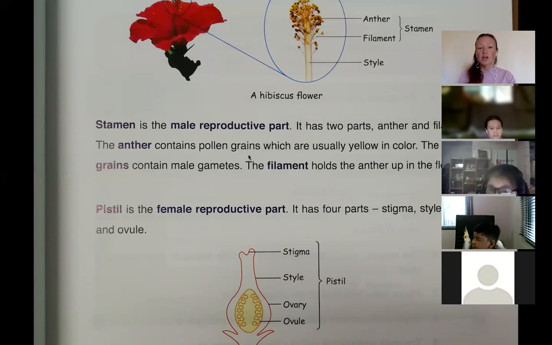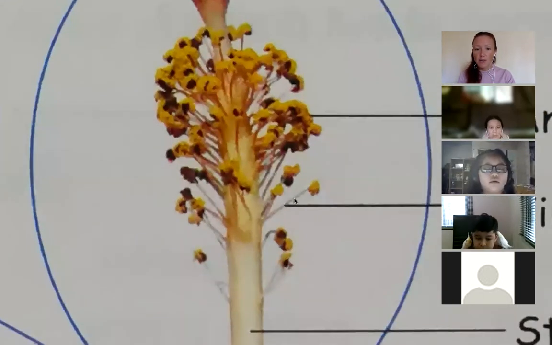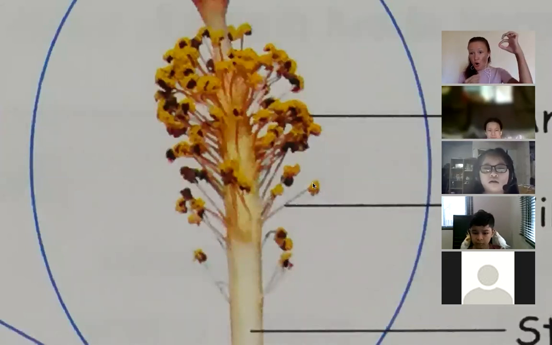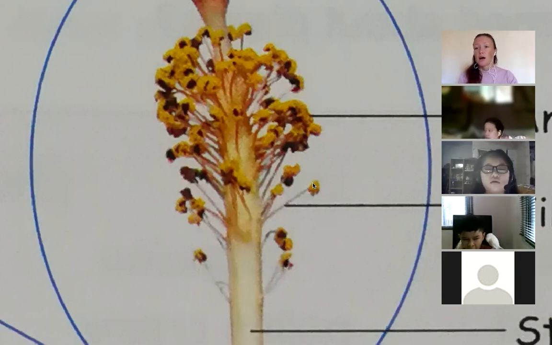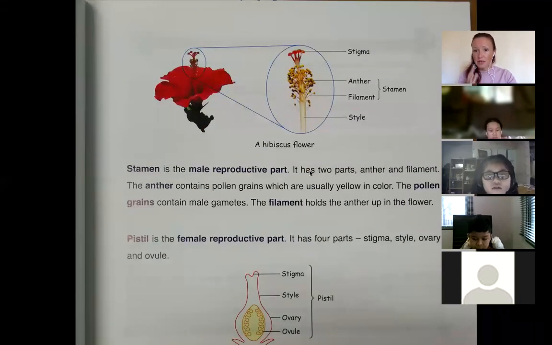Okay, good. The anther contains pollen grains, and they are usually yellow in color and look like powder when you touch them. But the function of the filament is to hold the anther. You see, that one is the filament. It's like a stalk, or stem, that holds the anther. Both of them are called stamen, the male reproductive part.